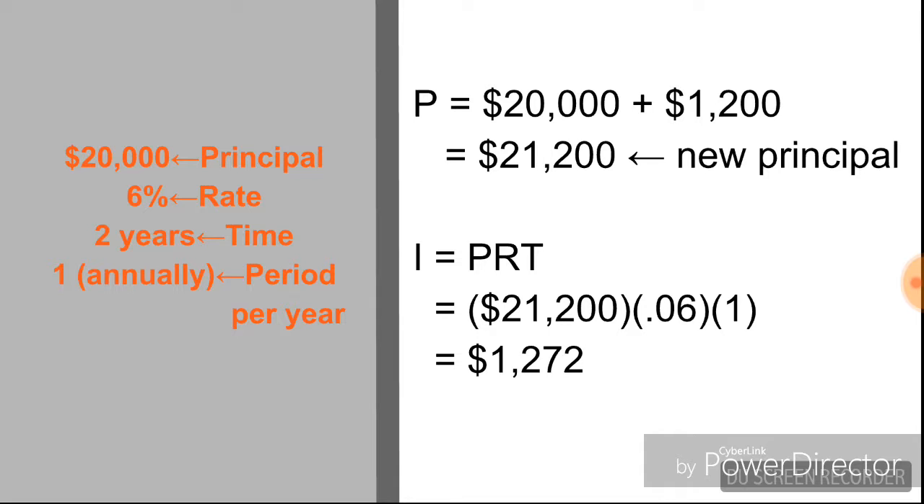We repeat what we have done using the I equals PRT formula, but now using a different principal. So we multiply the new principal, which is $21,200, by 6% to get the new accumulated interest, which is $1,272.